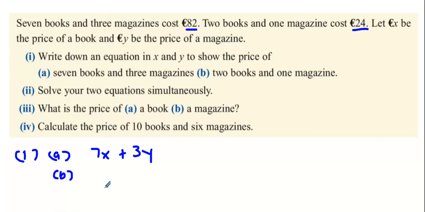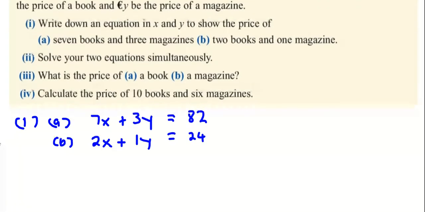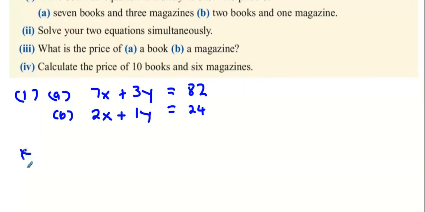Part B. 2 books and 1 magazine. 2 multiplied by the price of a book plus 1 multiplied by the price of a magazine. Now, we also have to put an equal sign because we know how much they're worth. One of them's worth 82 and the other one's worth 24. Solve your equations simultaneously. Okay, so this is part 2.